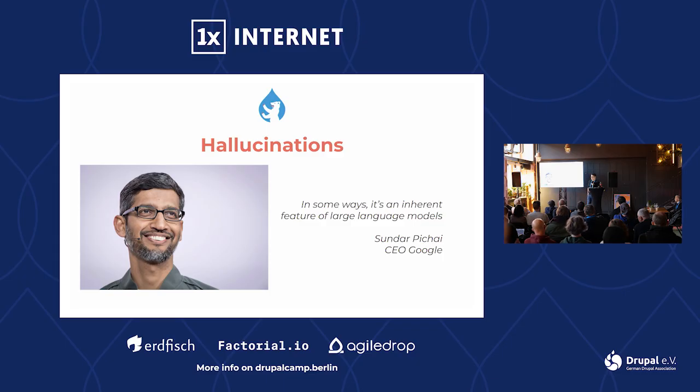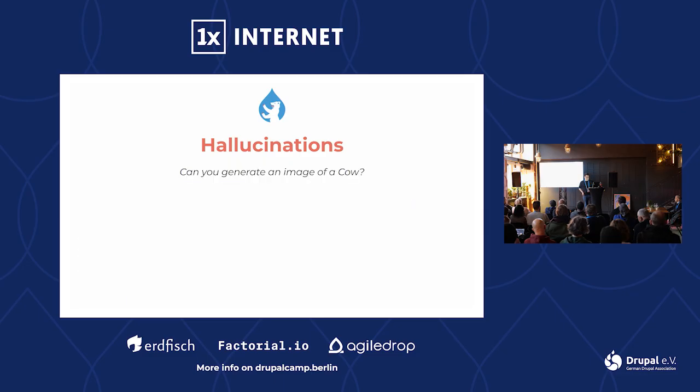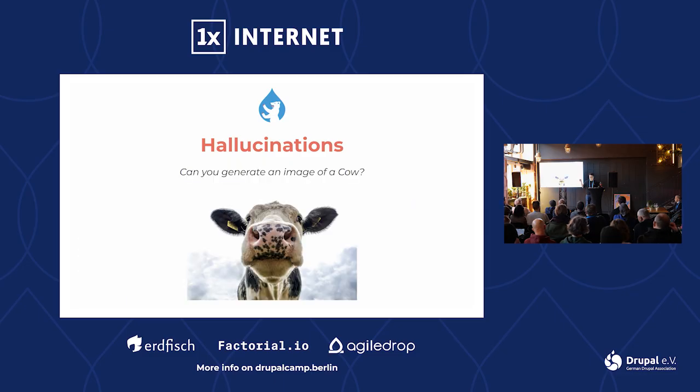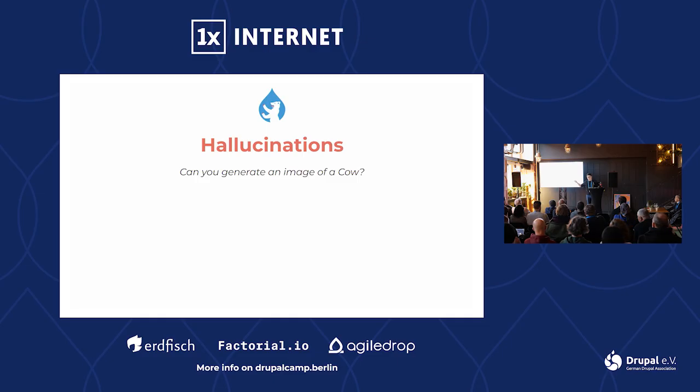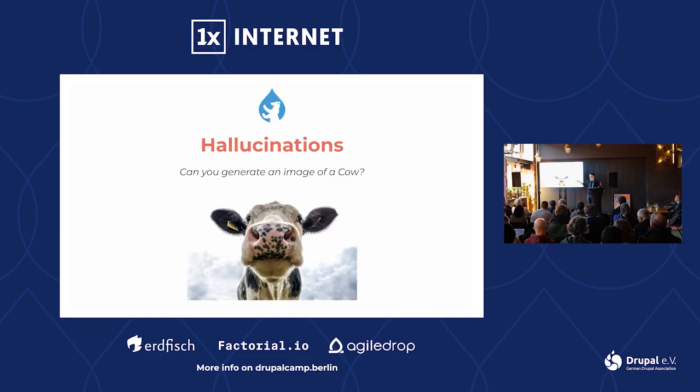But this is actually a part of how LLMs or generative AI works in general. This is a quote from Sundar Pichai. It's actually a feature. And this feature is pretty simple to explain because you have something like this. Can you generate an image of a cow, right? It generates an image. If you were to ask the same thing and it was deterministic, you would get the same image. There wouldn't be a reason for this to exist, right? So hallucinations can also be explained as creativity or randomness.